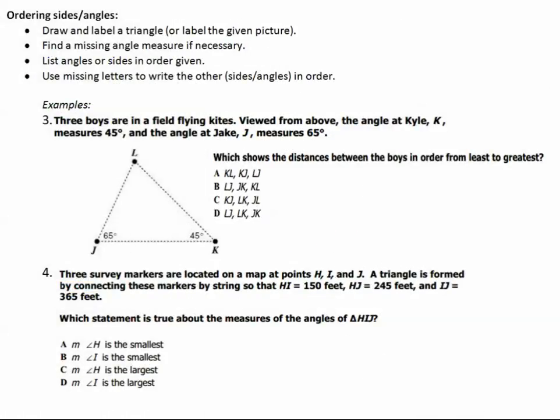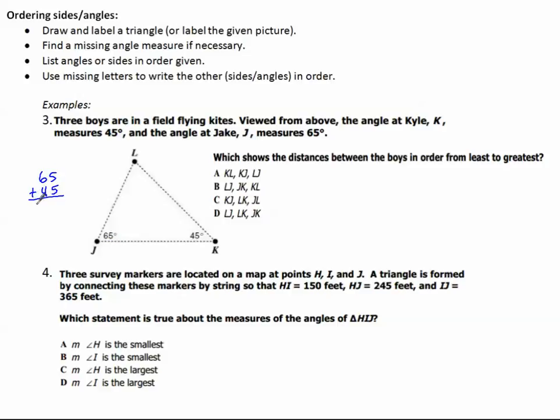Let's get to triangles specifically. First, ordering sides or angles. If you don't have a picture, drawing and labeling a triangle, making a picture, or labeling what's given is very helpful. Then find a missing angle measure if it's necessary. So going through this list for example number 3, we already have a picture, but I don't have all 3 angles, I only have 2. Well, I remember in a triangle, all 3 angles add up to 180, so let's find the missing one.